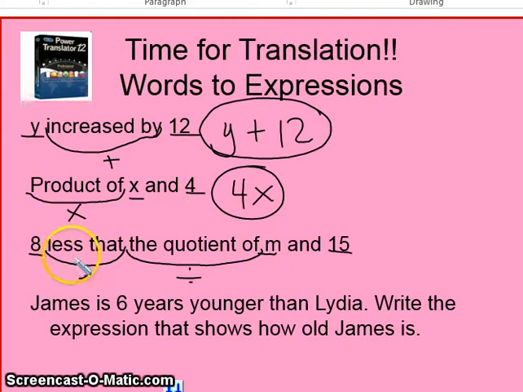Now, 8 less than means that we are subtracting 8 at the end of the problem, because it's 8 less than, so we have to subtract 8. It wouldn't be 8 minus. Now this tells us we're dividing two things, m and 15. So we would have m divided by 15. So that would be 8 less than the quotient of m and 15.